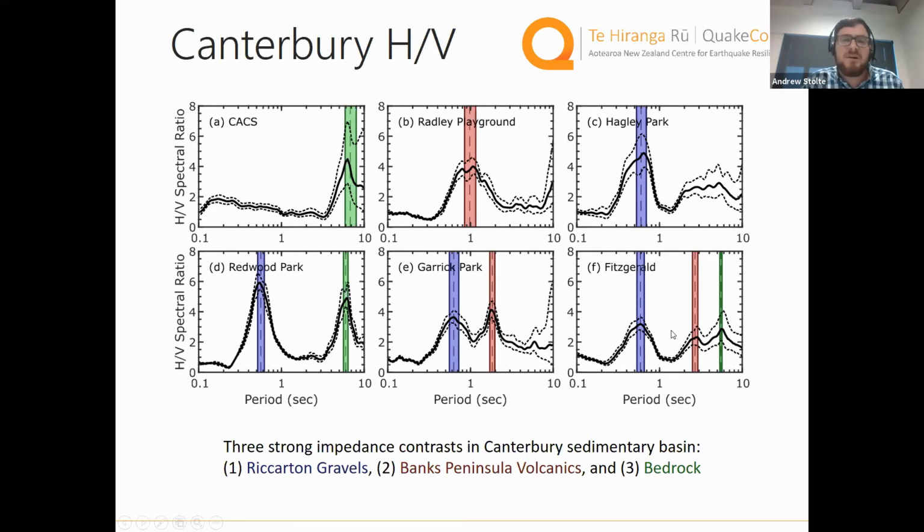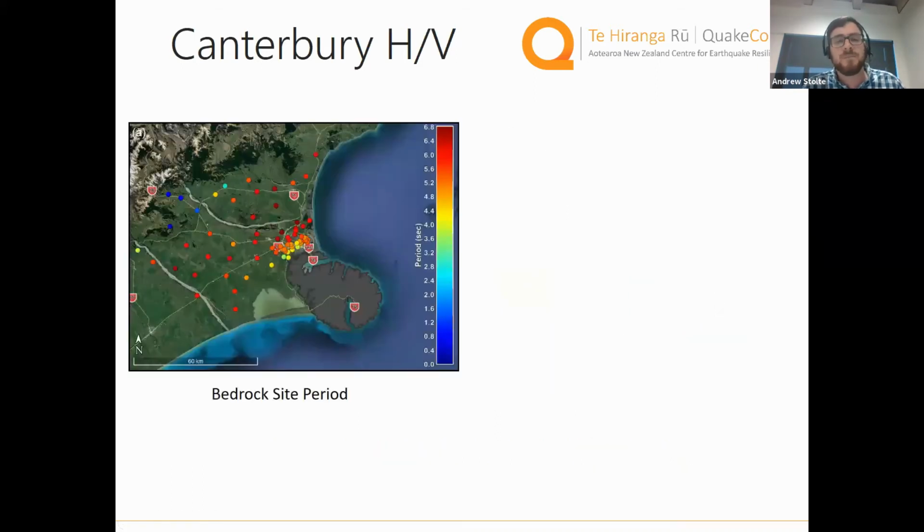So rather than just staring at these H/V curves, we can start to look at the trends in these site periods across the basin as a whole. Here's a map of the Canterbury Sedimentary Basin with Christchurch shown in the middle of the figure. The gray is outlining the Banks Peninsula volcanics, and then the Alps are here to the northwest. What I'm showing here are colored dots of site period, where color indicates the site period itself. Blue colors indicate small, short site periods, indicating a shallow soil site. And then the red colors indicate a deep site, large numbers. About 6.5 seconds was the maximum we were seeing in this sedimentary basin.